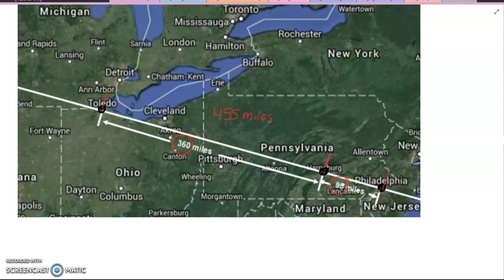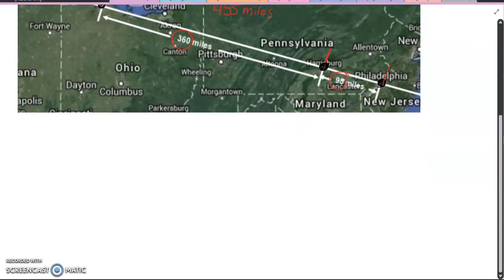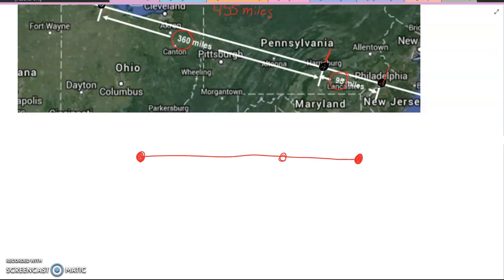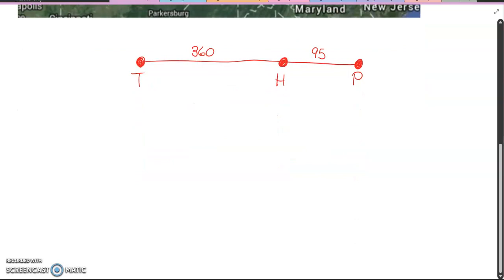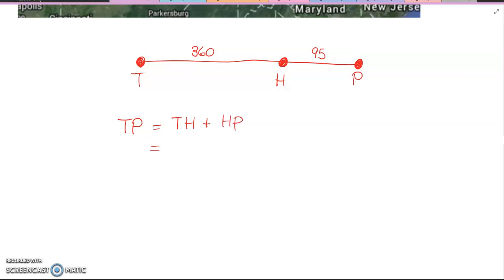The other part that you would be 100% correct on is that you've just applied the concept of the segment addition postulate. Rather than looking at a map, maybe I would provide a drawing like this instead. Maybe I would provide a segment and call it P, H, and T. HP has a distance of 95, and the distance of TH is 360. So the question from the geometry perspective is, what is the length of segment TP? In this case, it's going to be equal to the length of TH plus the length of HP.